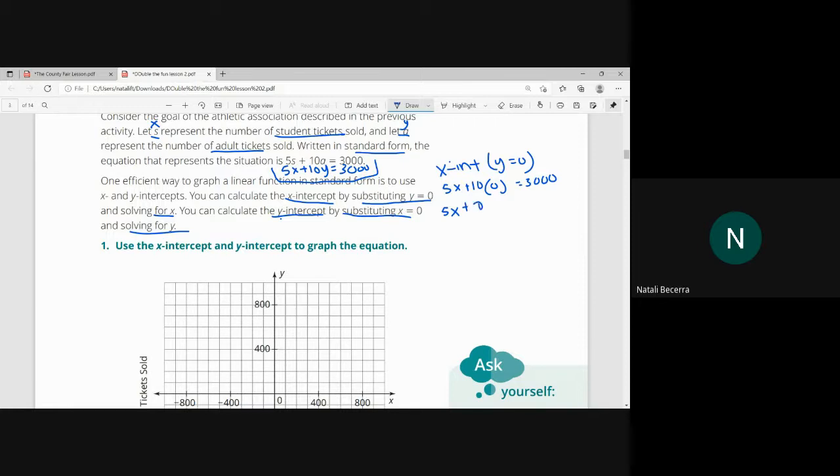So 5x plus 0 equals 3,000. What's 5x plus 0? Well, that's just 5x, right? So I could have just done this instead of doing this. All right, now I solve for x.